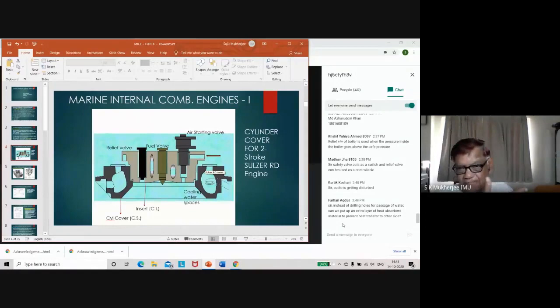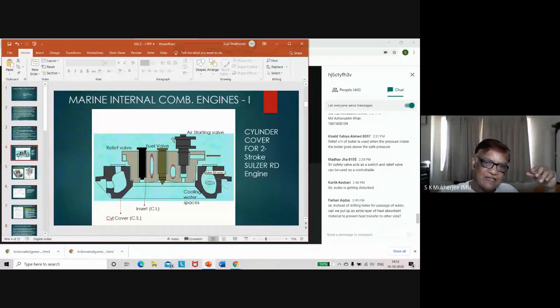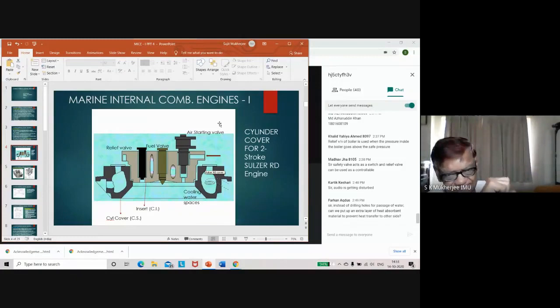Okay. So you have the air starting valve. This air starting valve is intended to regulate the air into the combustion chamber when the piston is just past TDC, so that when the pressure on top of the piston is there, it will push the piston down and cause rotation of the crankshaft. If the air pressure is good, 30 bar, it will push very quickly. So a lot of energy from that movement is transferred to the flywheel.